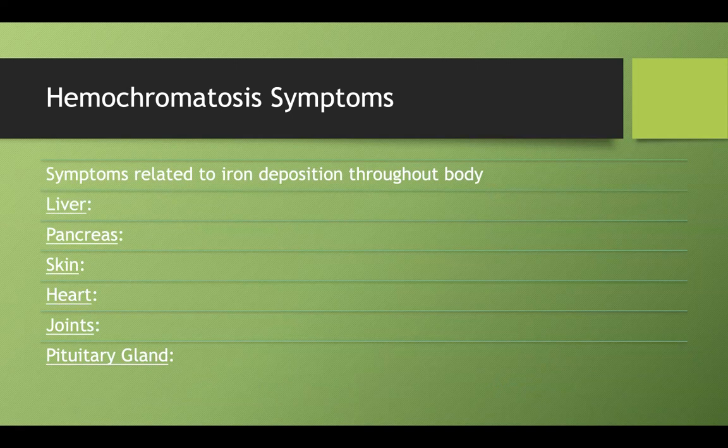So in the liver, if you have too much iron, you're going to have liver cirrhosis over time. I mentioned briefly that all that iron that gets into your bloodstream can undergo a Fenton reaction and cause free radical damage. And so if you have too much free radical damage in your liver, it'll ultimately cause inflammation and cirrhosis.